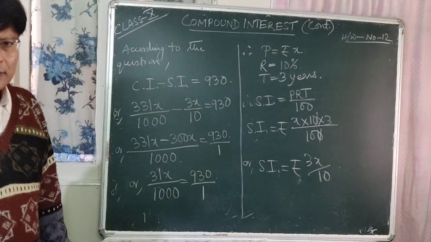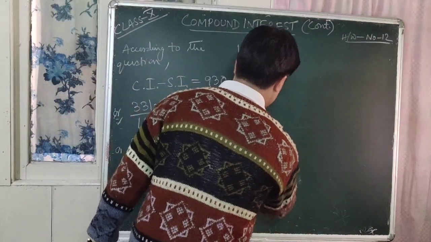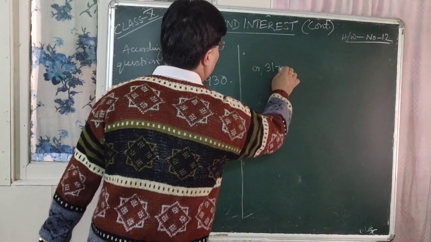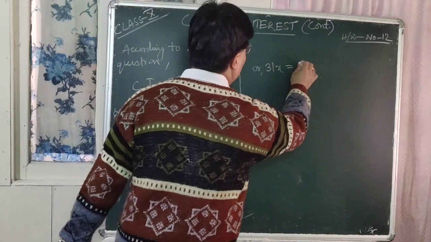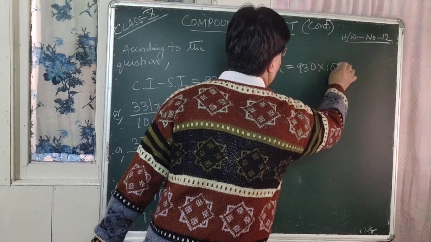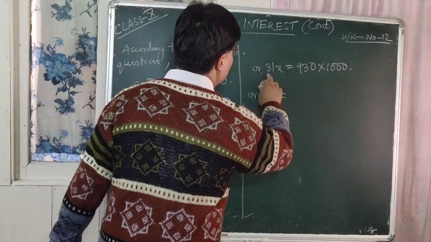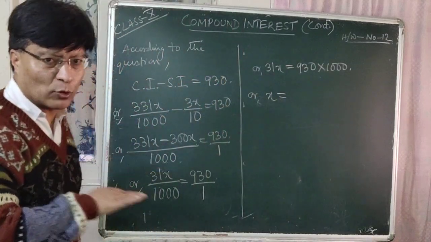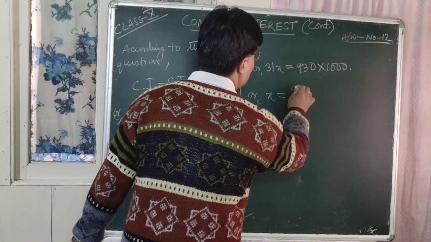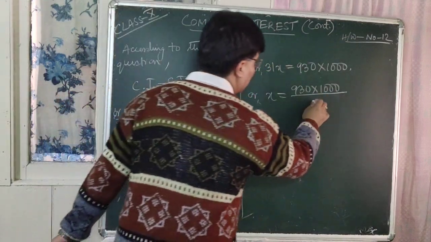So now you can do cross multiplication. After cross multiplication, what do we get? So it is 31x is equal to 930, right, into 1000. Okay. Now what is the value for x? Now this is 31 into x. When 31 goes to the right hand side, it goes in the denominator. So it is 930 into 1000, this whole divided by 31.